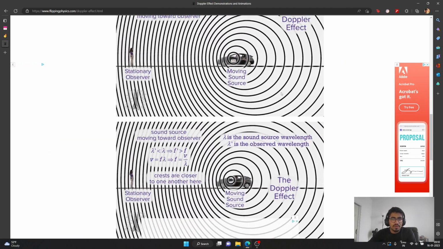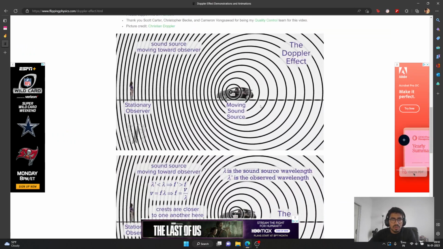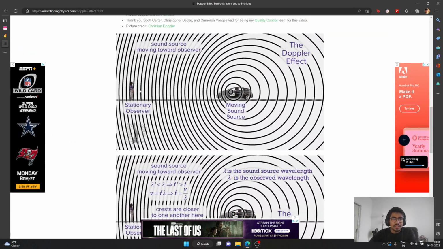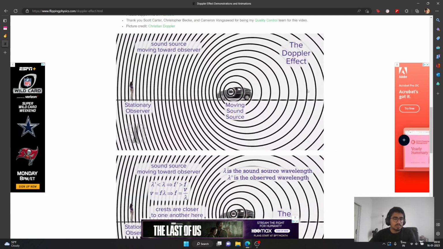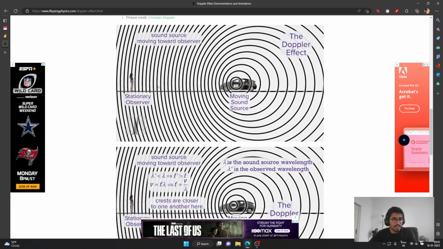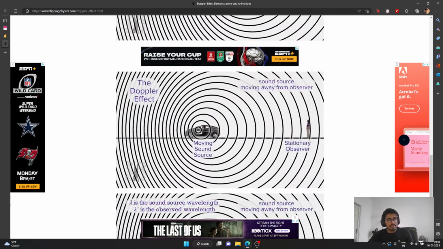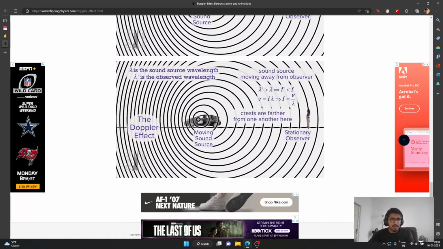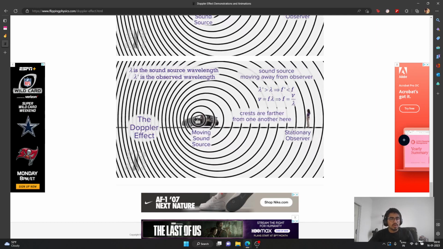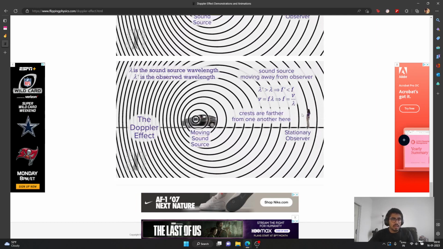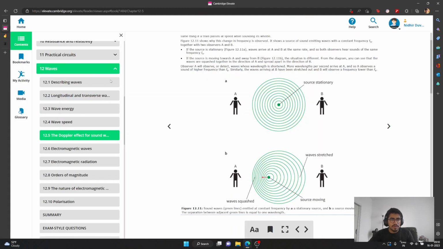If you want to see a demo of this, you see that this guy is getting a lot more waves per second than the guy behind. It's much more rarefied here, and much more compressed here. So the wavelength is shorter, the frequency is higher, so he hears a higher pitch sound. A similar thing happens if he is at the back. He receives fewer waves, so the frequency here is lesser. Okay, so this is the Doppler effect.